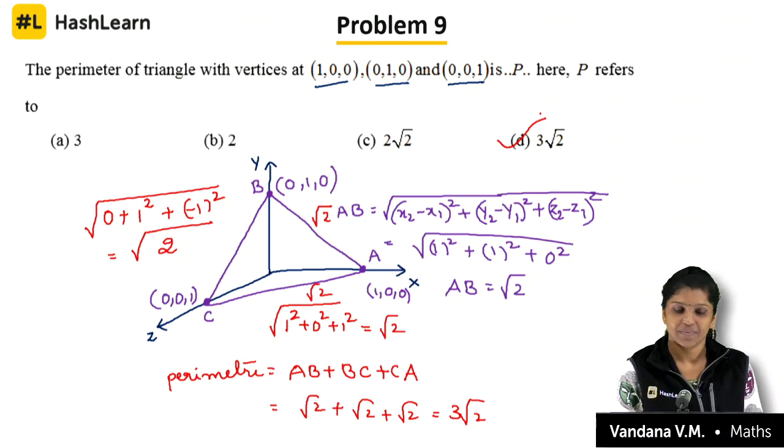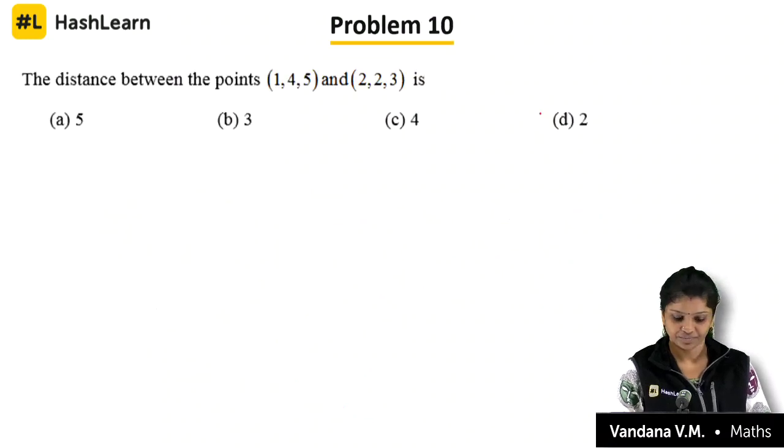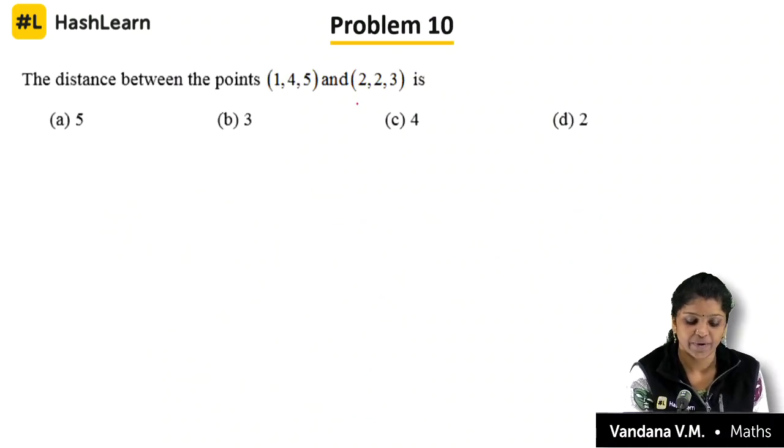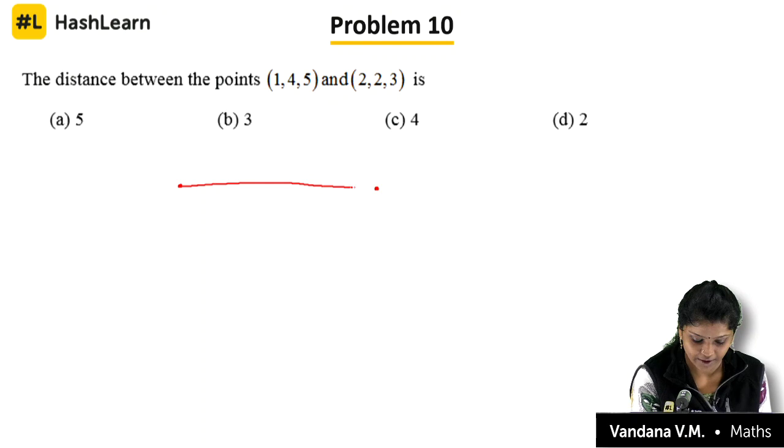Any doubts? Okay, good. The distance between 2 points. Again, what they gave? They gave like this. A and B they gave.